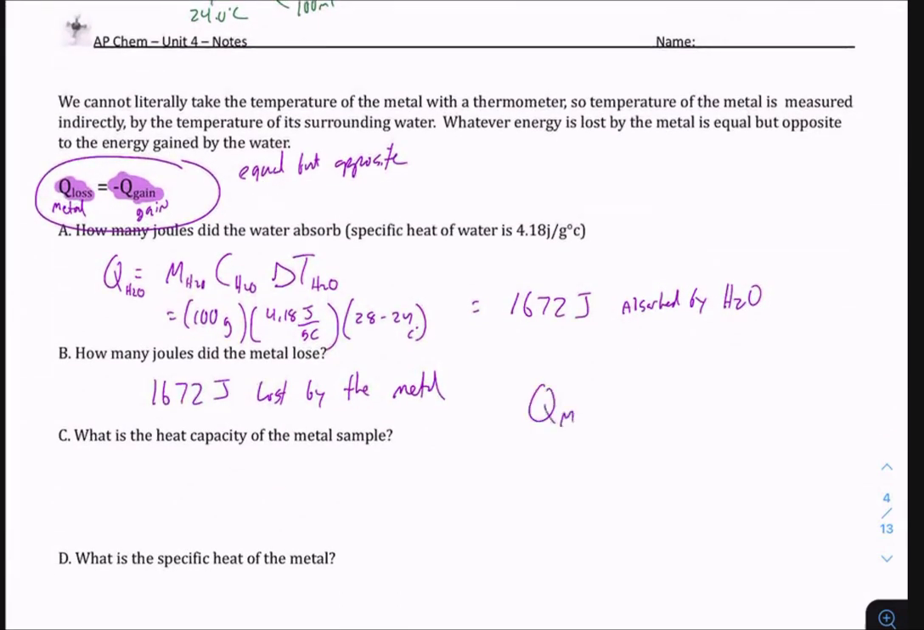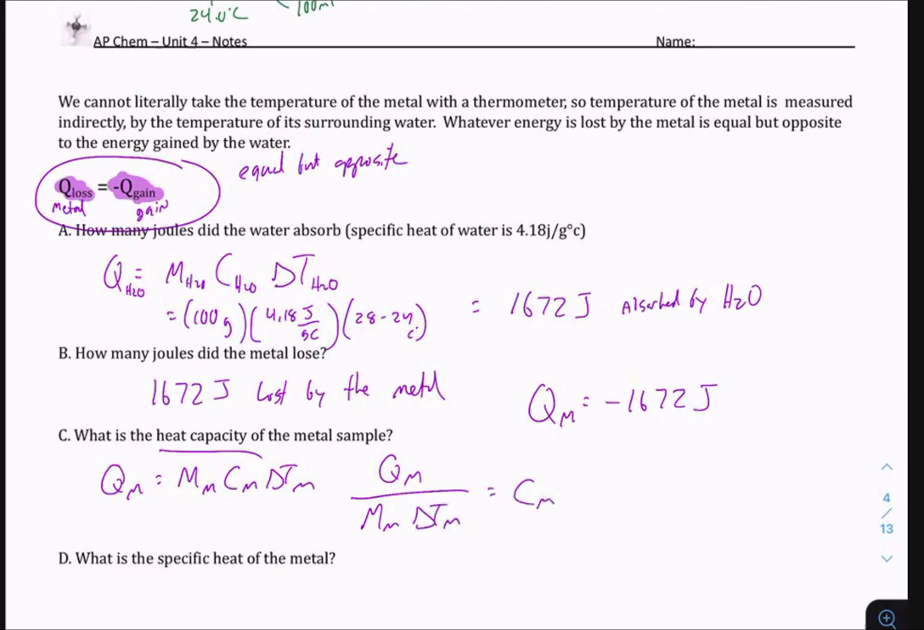Which means QM is equal to negative 1672. Right? The term lost implies direction. Okay, guys? So if you see the term lost, you should know it's negative. You see the term gained, you should know it's positive. So if we say it's lost, that then plus equal but opposite, as we mentioned before. So now the question is, what is the heat capacity of the metal? All right, so if Q of metal is equal to M metal, C metal, delta T metal, they're asking for heat capacity. We just rearrange this. Q of metal over the mass of the metal and the delta T of the metal is equal to the C of the metal. That's how we're going to solve this.